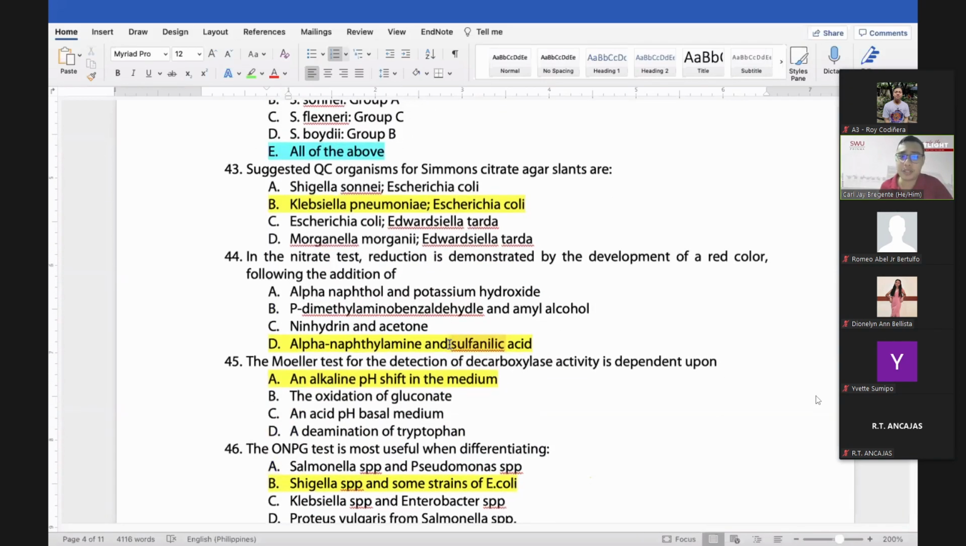43 suggests QC organisms for citrate agar slant. So you have there Klebsiella pneumoniae and E. coli are the QC organisms for citrate testing because your Klebsiella will produce positive, your E. coli will produce negative. If Shigella and E. coli, that's both negative. E. coli and E. coli, that's both negative. Morganella and Escherichia, that's both negative. So this is the best answer. Klebsiella and E. coli.